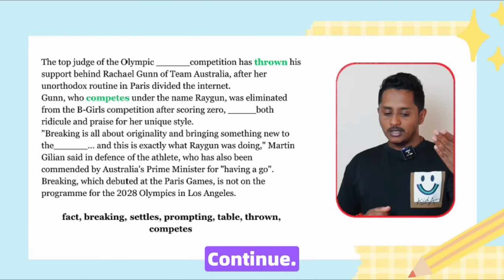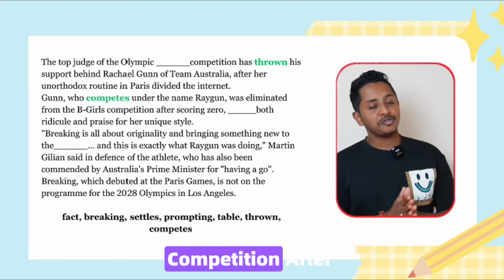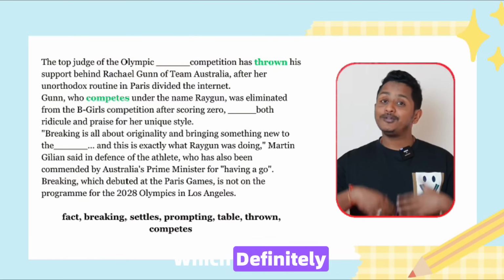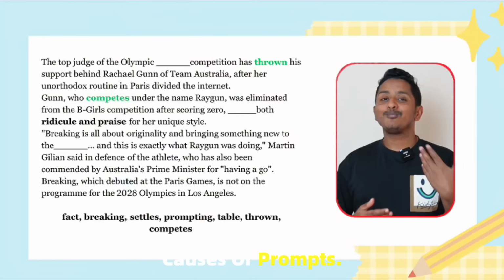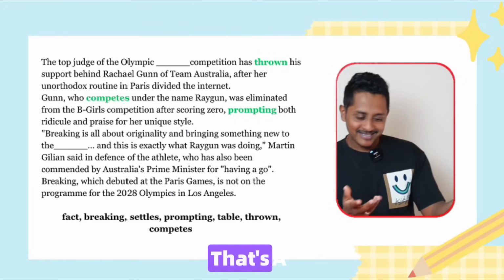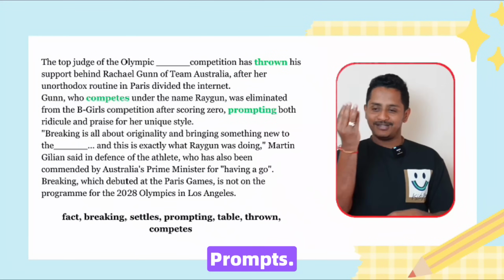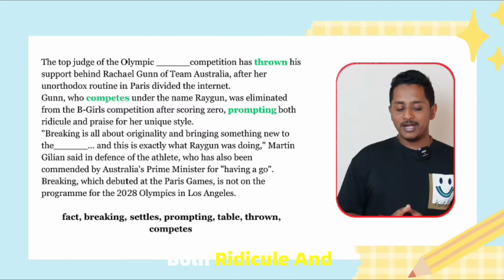We will continue. Was eliminated from the B girls competition after scoring 0, which definitely causes some ridicule and praise, which definitely causes or prompts. So prompting both, that's a collocation there. Prompts, gives, prompting both ridicule and praise.